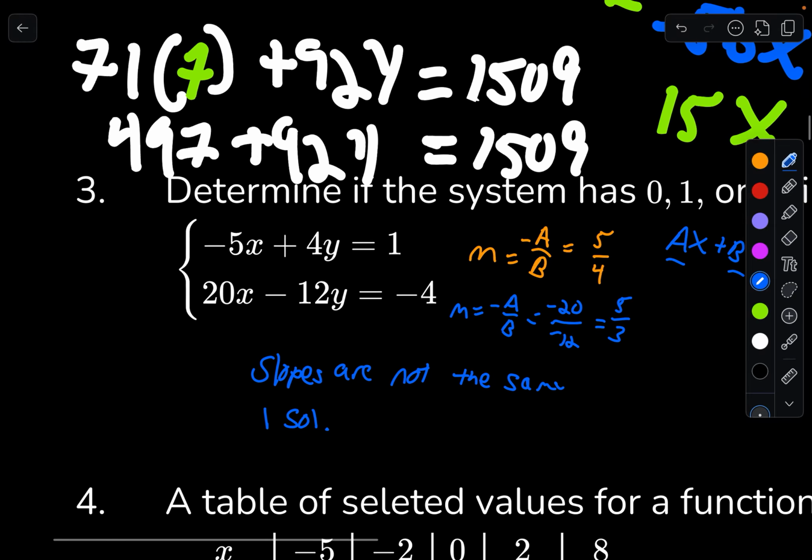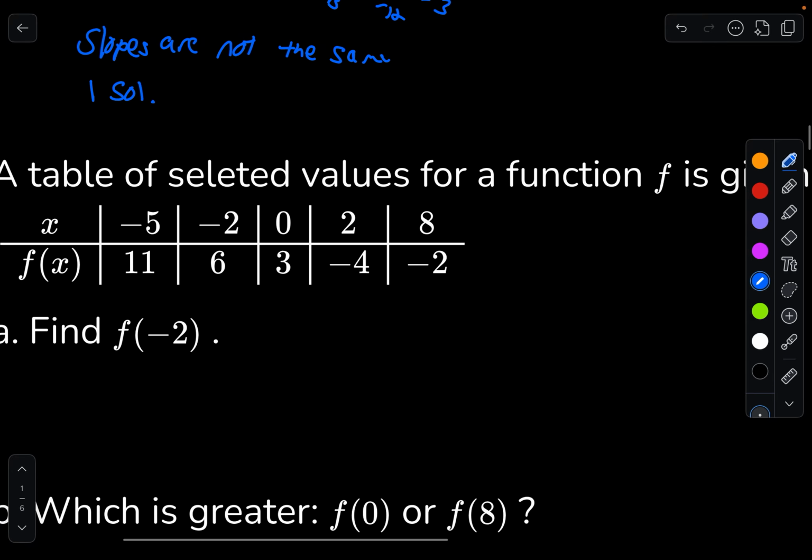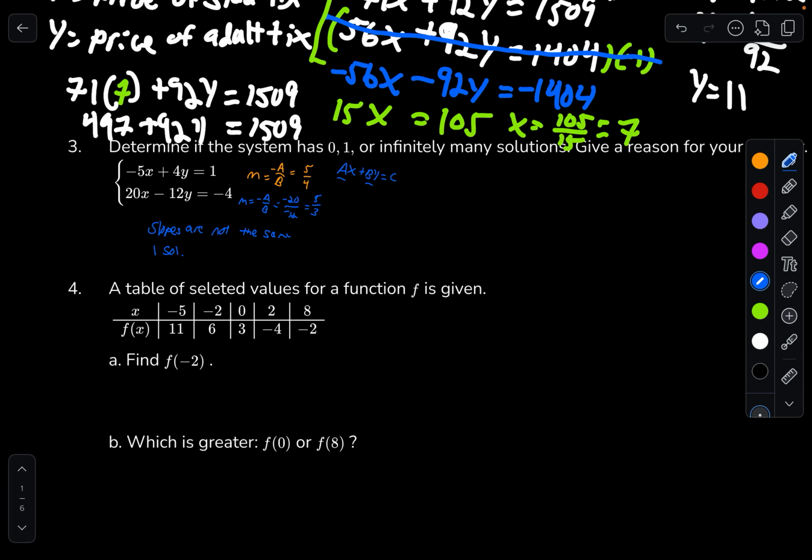Okay. Question 4, a table of selected values for a function, f, is given. Find f evaluated at -2. Notice, they don't give us the value. Oh, yes, they do. I'm sorry. This is easy. We notice that in the table, -2, which is the input, the x, they give you a value of 6. So you just read the table, and this equals 6.